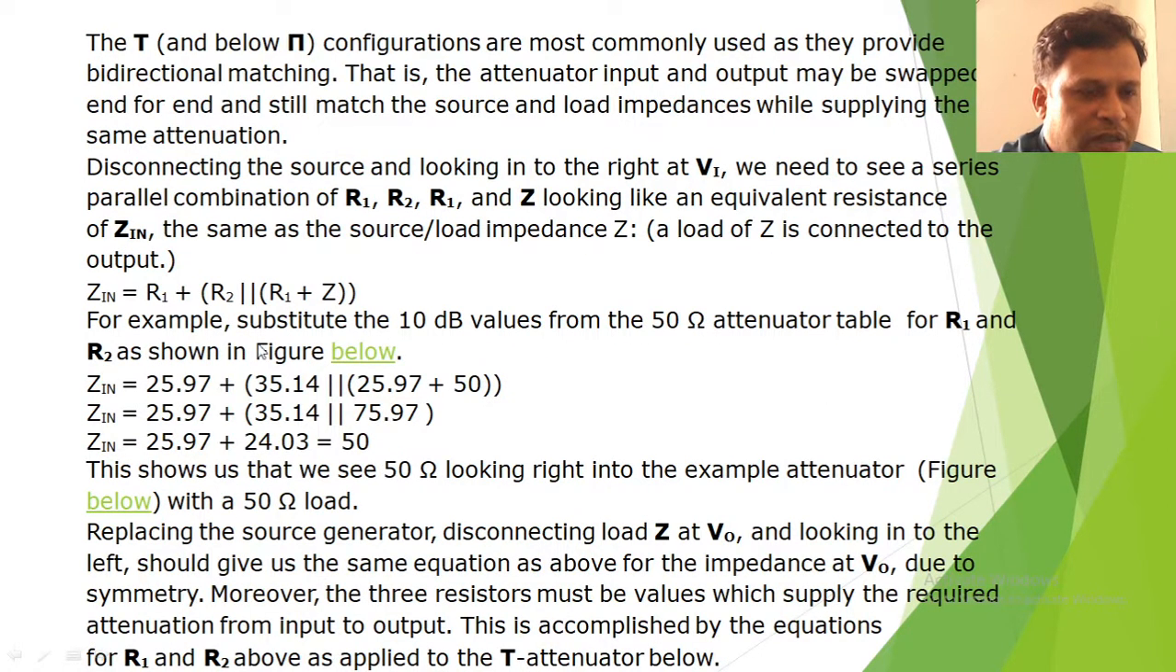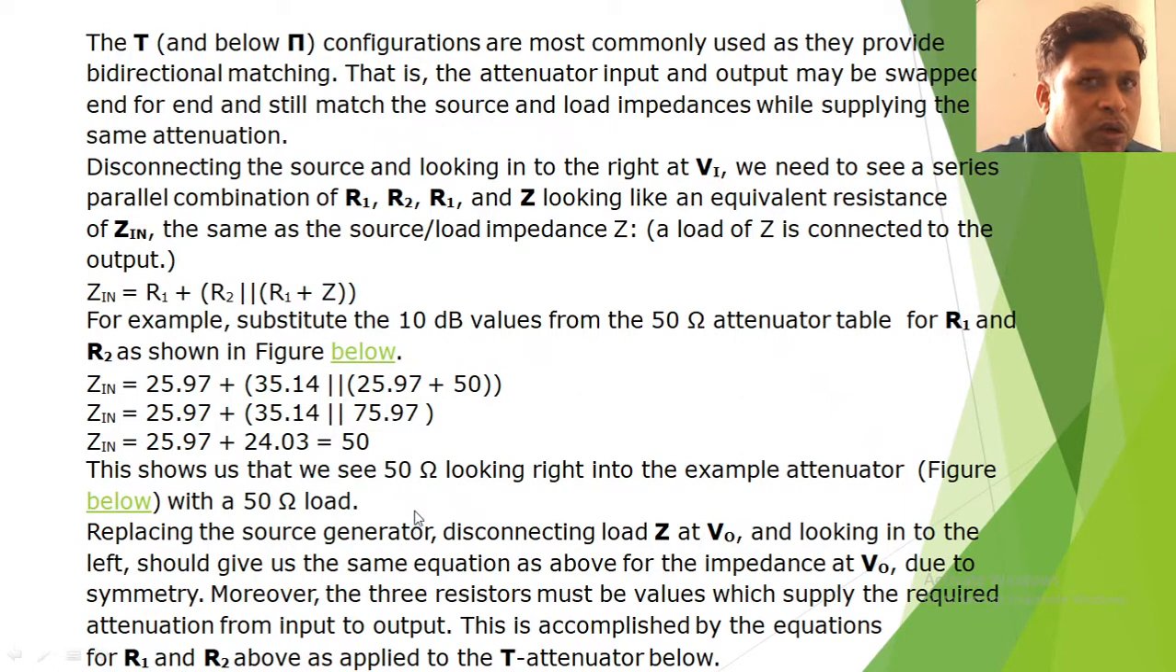For example, substituting the 10 dB values from the 50 ohm attenuator table for R1 and R2, by using this formula we get a value that is equal to 50 ohms. This shows us that we see 50 ohms looking right into the example attenuator with a 50 ohm load.